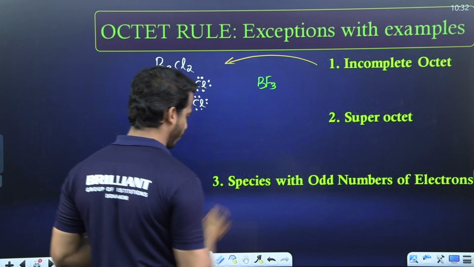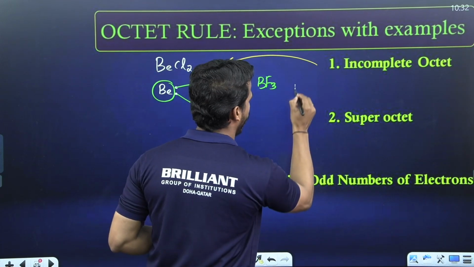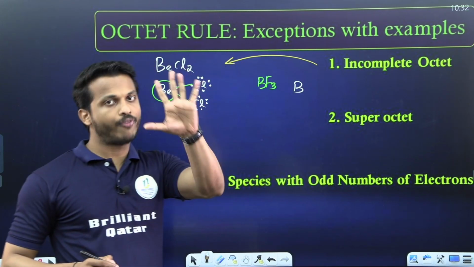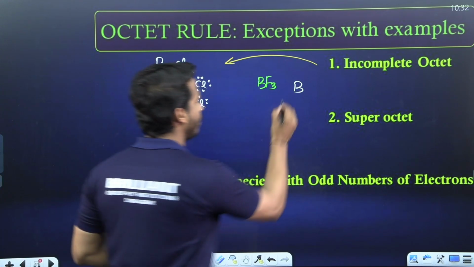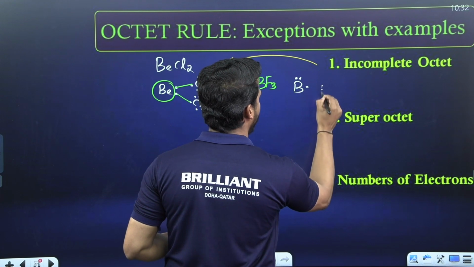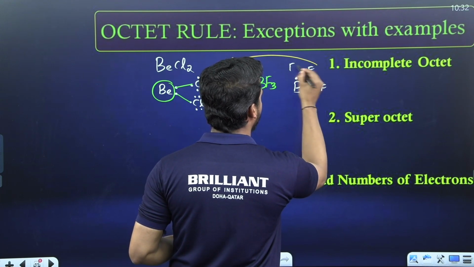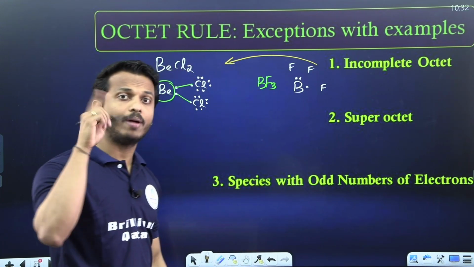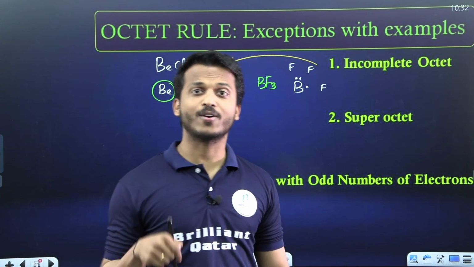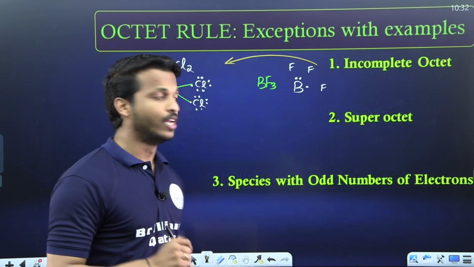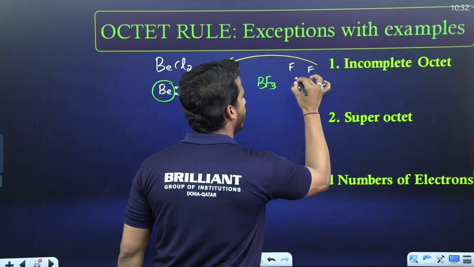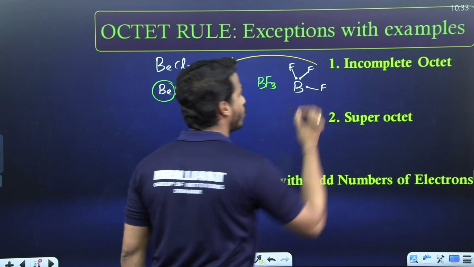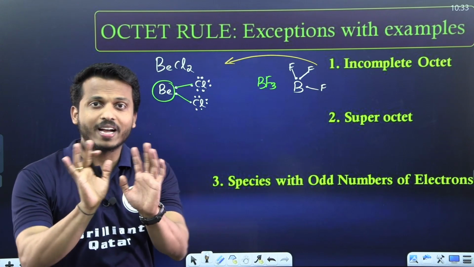BF3, boron with 3 fluorine, where boron is the central atom. Boron has atomic number 5, so the configuration is 2, 3. So what is the valence electron count? 3. Let me express 1, 2, 3. It is surrounded by 3 fluorine atoms. Fluorine has atomic number 9. What is the configuration? 2, 7. So 7 valence electrons are already there in fluorine, and it needs 1 more electron to complete its octet. So fluorine is okay, it completed its octet.